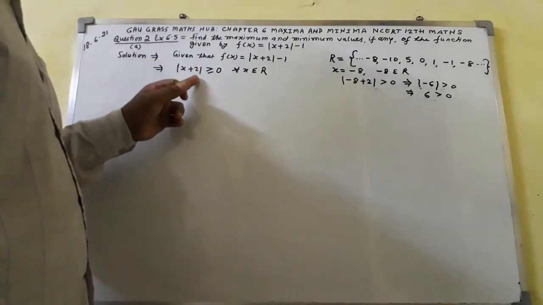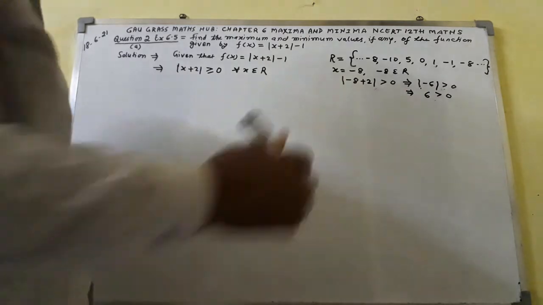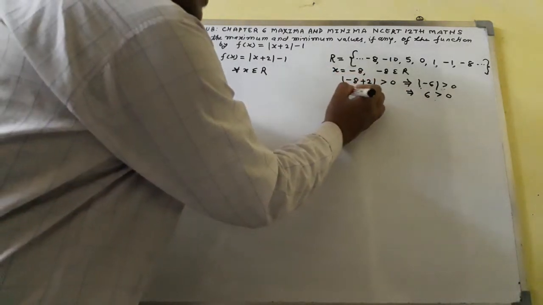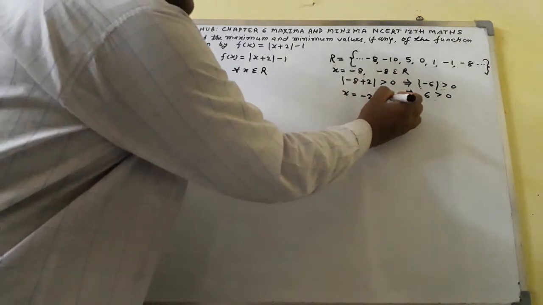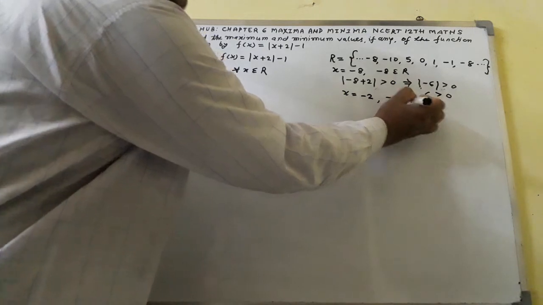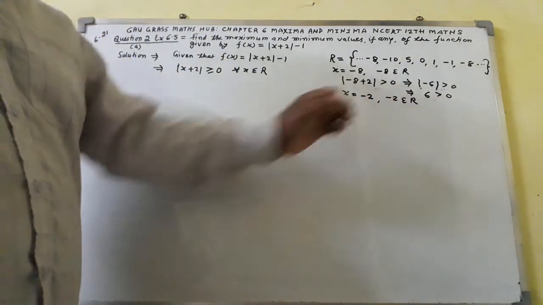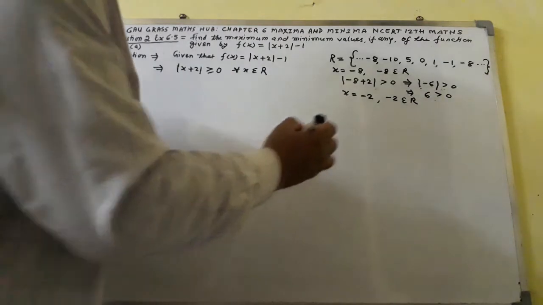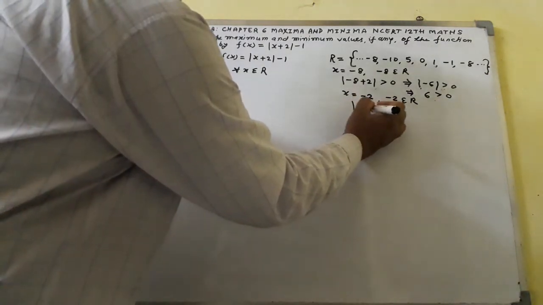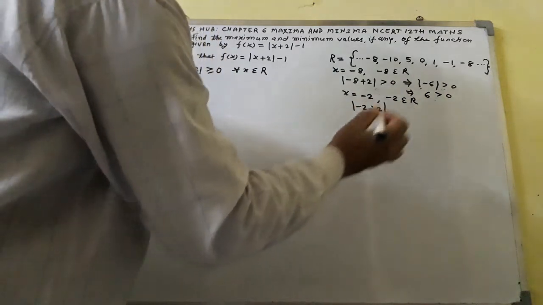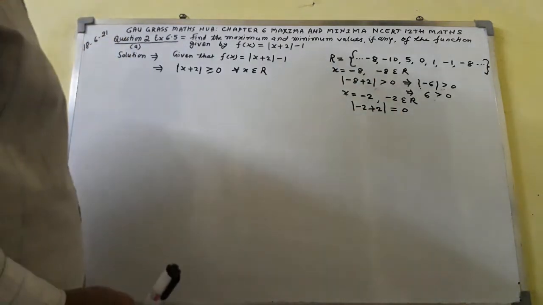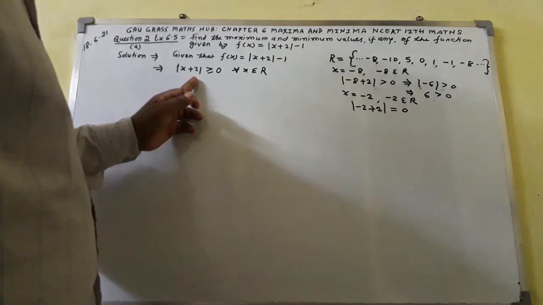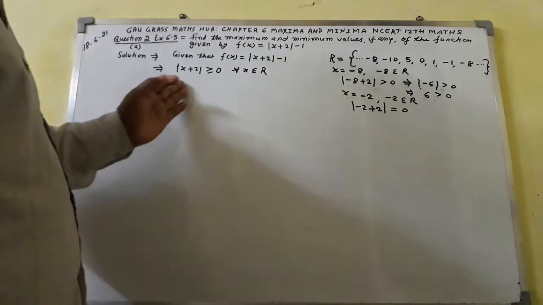Here mod x plus 2 is greater than or equal to 0. If you put x equal to minus 2, so minus 2 belongs to the set of real numbers. So what will I do in place of x? I shall write minus 2 plus 2. See the result equal to 0. Minus 2 plus 2 comes out to be 0, so mod 0 is equal to 0. So this statement is true.